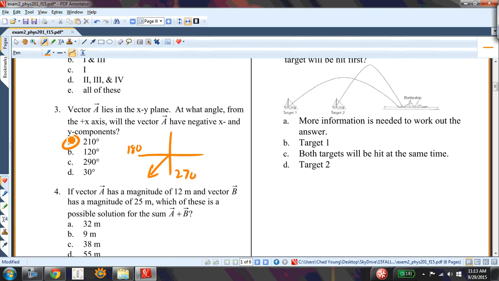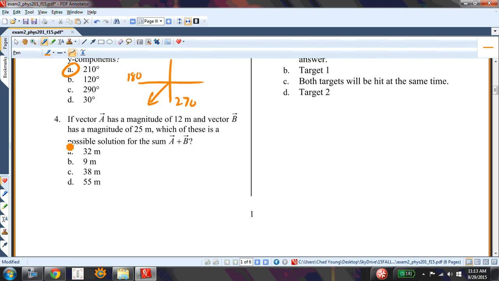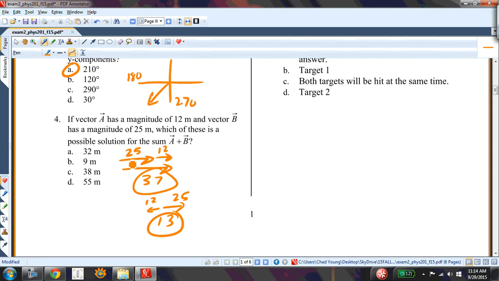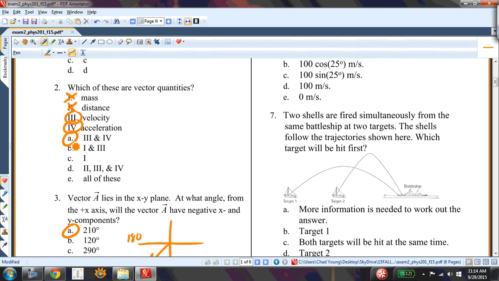Vector A has a magnitude of 12 meters. Vector B has a magnitude of 25 meters. Which of these is a possible solution for the sum of A plus B? Remember, I have maximums. I have 25 meters in this direction and then 12. So that would give me a maximum of 37. That's my maximum. The minimum that I can get is if 25 is in this direction and 12 is in this direction. So that would be 13, 25 minus 12. So it's somewhere between 13 and 37. And it looks like A is the only one that falls in that range.